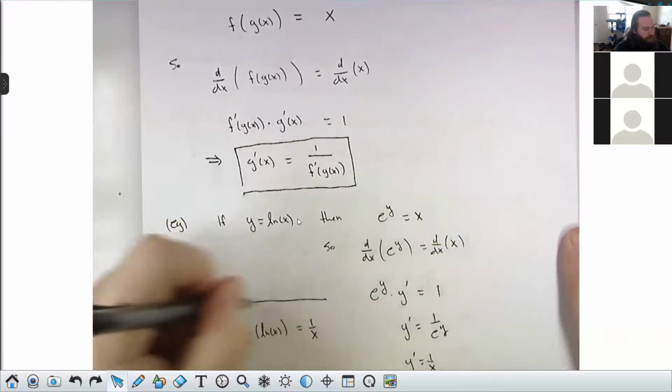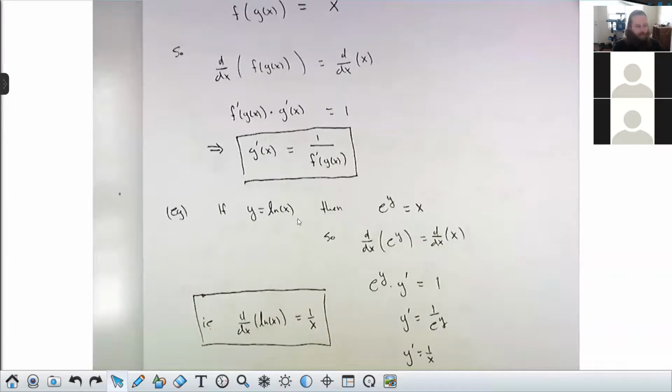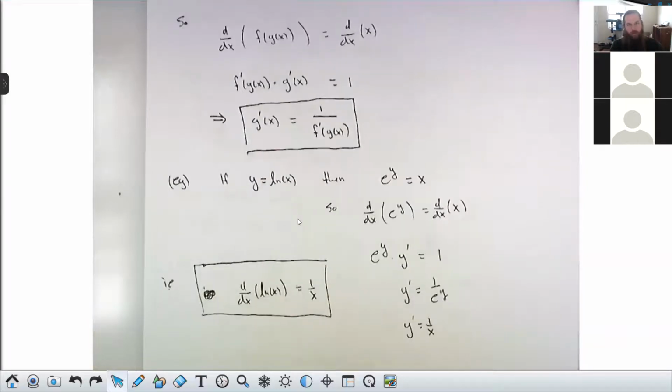You guys remember when we did this? No, I guess the i.e. should be outside the box. This is how we showed that the derivative of ln x is 1 over x. It's really this thing. The derivative of ln x would be this, right? g prime of x. That's 1 divided by e raised to the power of ln of x, which is 1 over x. So this was an actual use of implicit differentiation and the inverse function theorem.